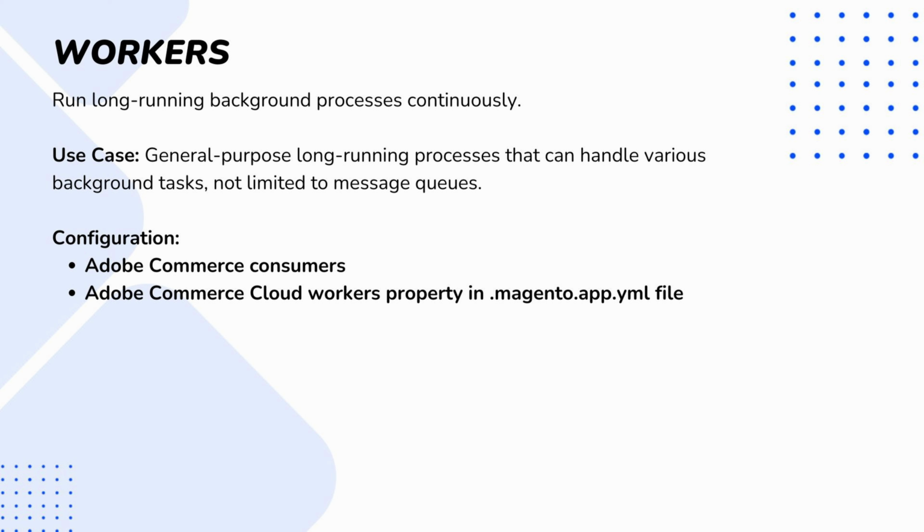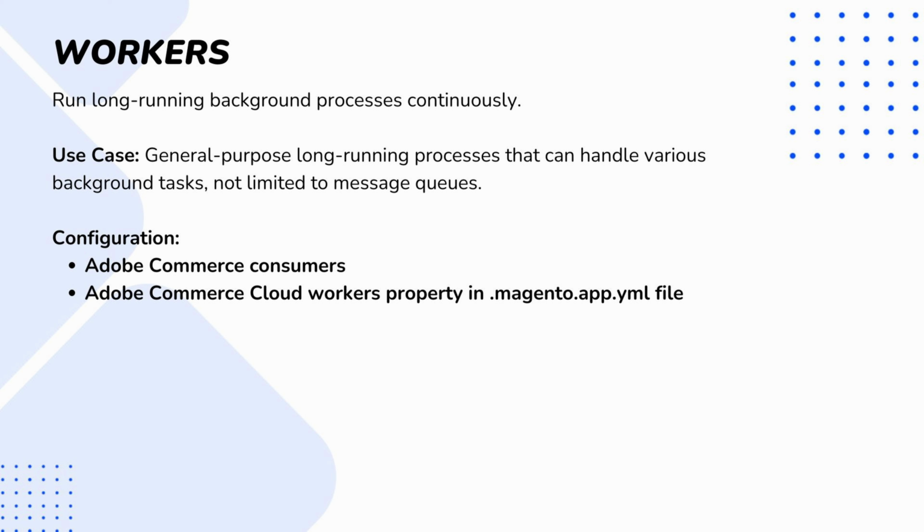Workers, compared to Crons, are used to run long-running background processes continuously. So for instance, we can utilize queues or consumers from Adobe Commerce as they are background processes that monitor incoming messages, and when a message arrives, the processing begins. So this process needs to be active all the time to actually receive those upcoming messages. And that's why I mentioned here in the slide that we can use Adobe Commerce consumers, because those are long-running background processes that we can use for our purposes.